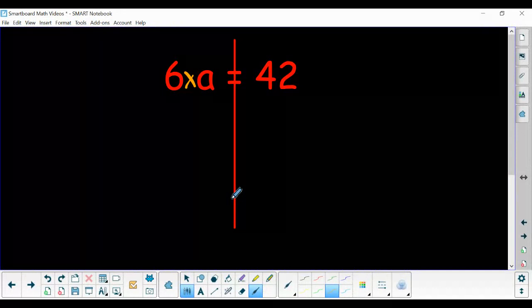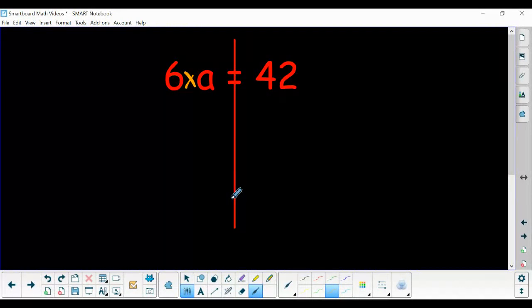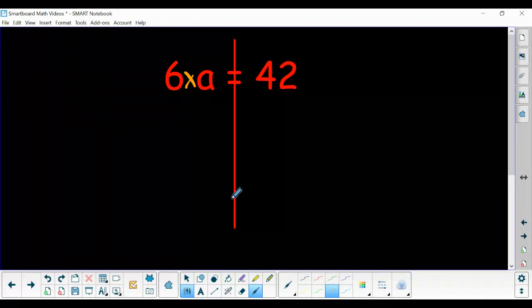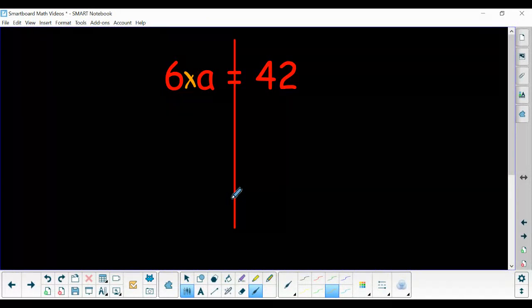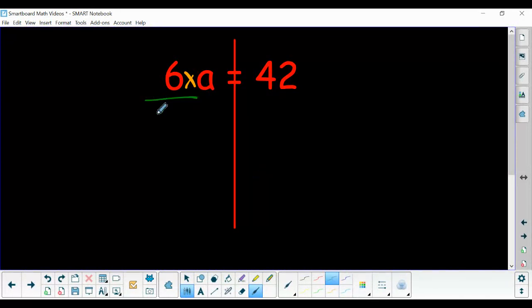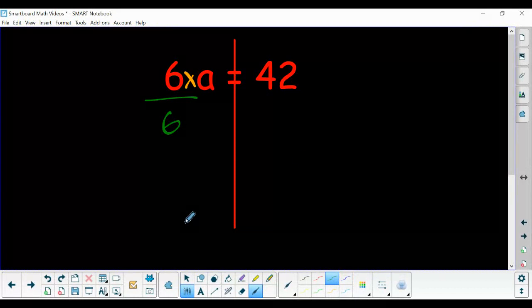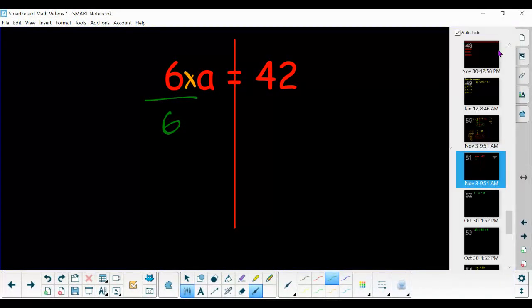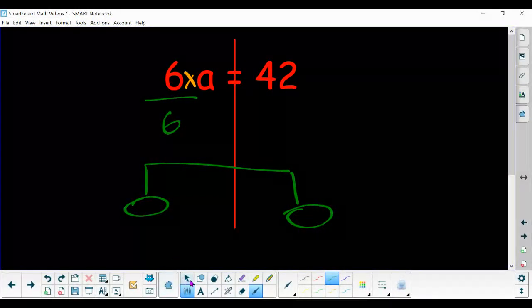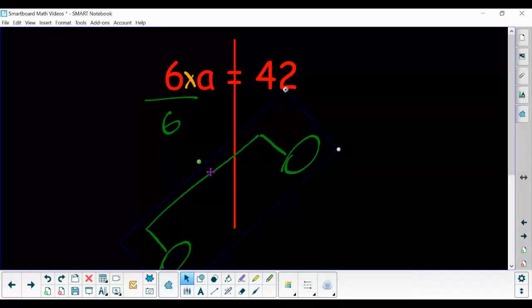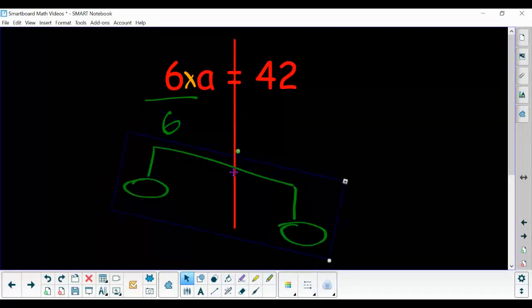And just like before, we're going to get the inverse of what's going on. The inverse is the opposite of what the number is doing to the letter. What is 6 doing to a? 6 is multiplying a. So we have to do the opposite of multiplying by 6, which is dividing by 6. So let's do that. Divided by 6. But remember, think of the scale that I showed you before. If I do it to one side of the scale, I must do it to the other side. If I don't, my scale becomes unbalanced. So let me do it to the other side as well.